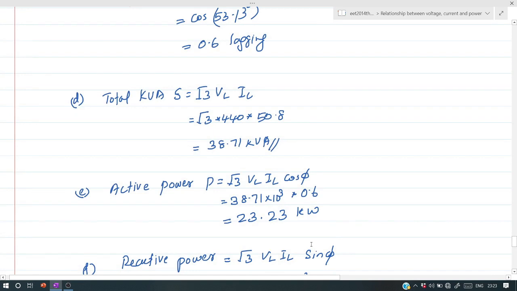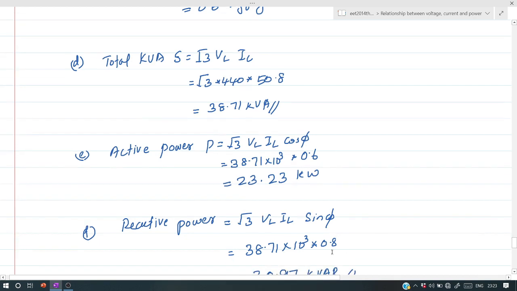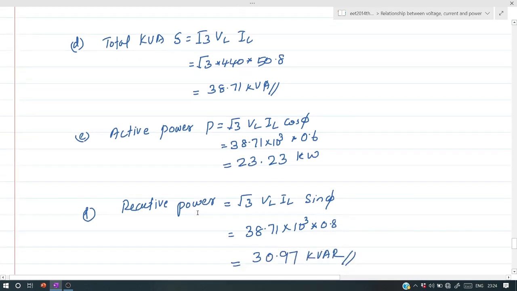Next one is reactive power. Reactive power can be evaluated using this expression, root 3 VL IL sin phi. Up to this part is 38.71 into 10 raised to 3 and sin phi is 0.8, as cos phi is 0.6, sin phi is 0.8. After solving, we can obtain reactive power as 30.97 kVAR.